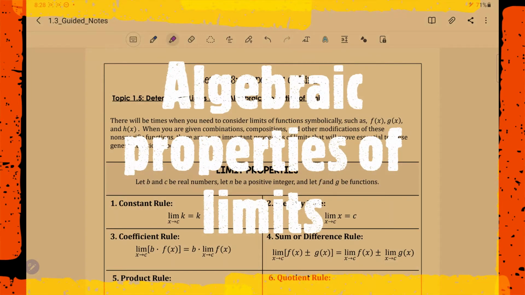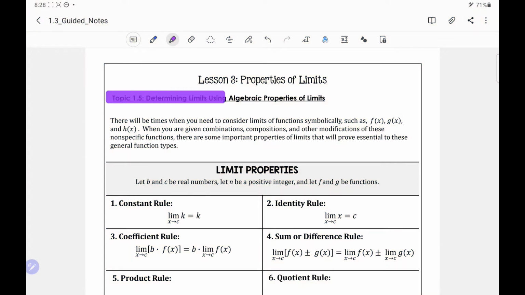Mrs. Stanley here. This is AP Calculus Lesson 3. We are looking at topic 1.5, determining limits using algebraic properties of limits.